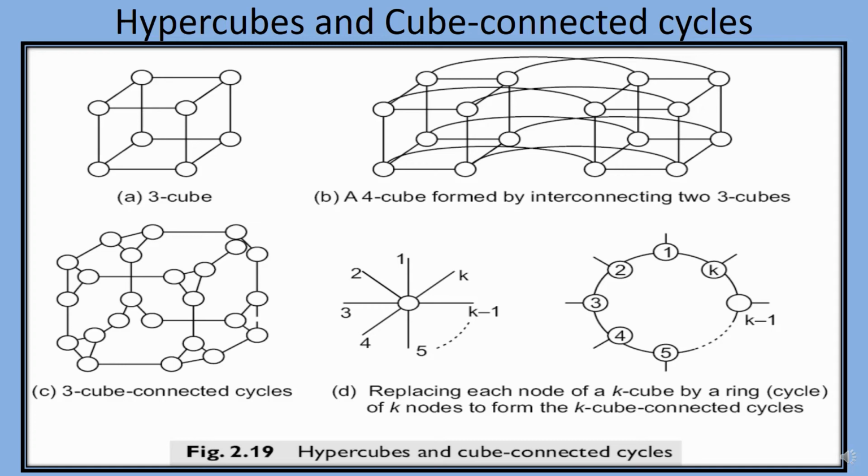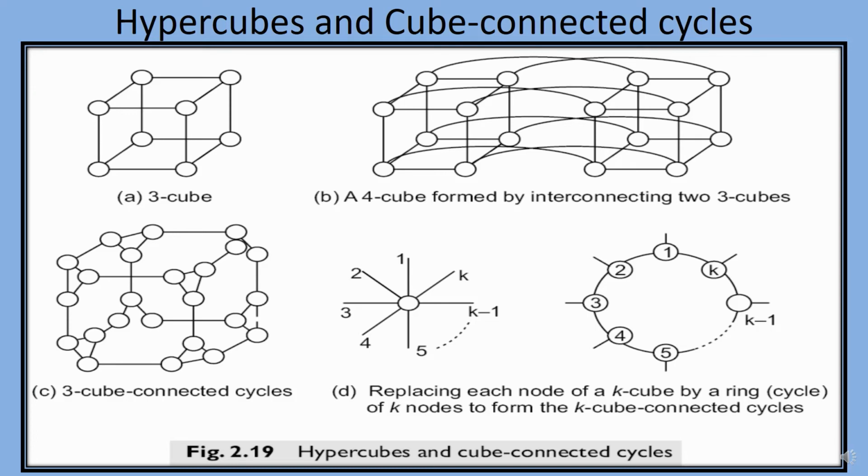That means a 3-cube with n equal to 2 power 3 equal to 8 nodes can replace each vertex with a ring of 3 nodes. A K-cube can be transformed to a K-cube connected cycles with K into 2 power K nodes. That means a 3-cube is transformed into 3-cube connected cycles with 24 nodes. Diagram B shows a 4-cube which can be formed by interconnecting two 3-cubes.